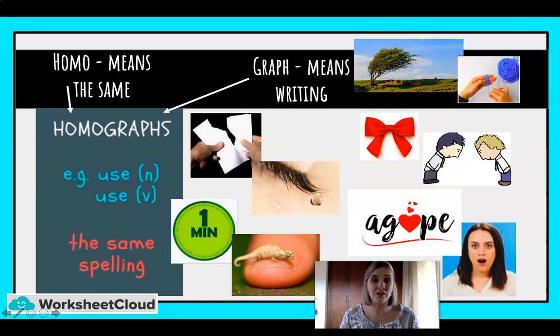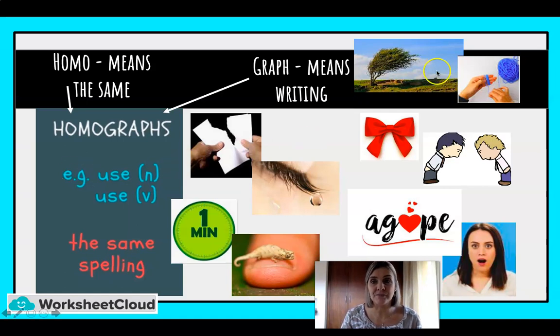Next is your homographs. So homo means the same and graph means writing. So they're the same as in when you write them down. So for example, if we look at the noun use and the verb use, it's the way you say it. So you can make use of this, or you can use the book. Use and use. It is the same spelling, but it's pronounced differently.